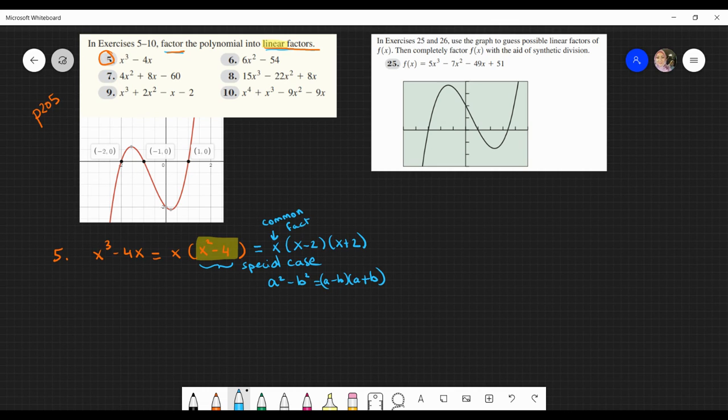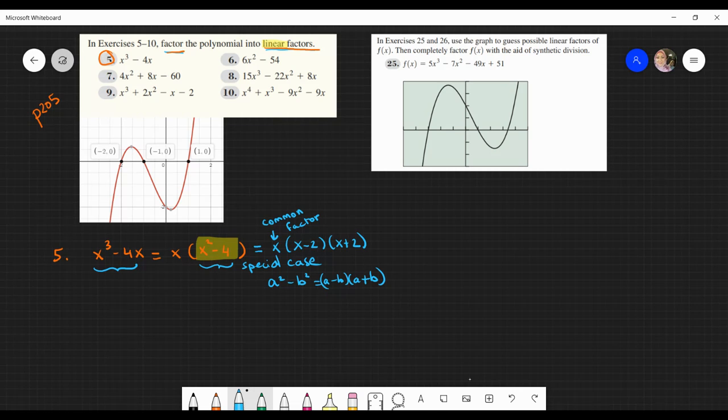So this is a common factor. Now we are done because every single factor is linear. So we factored the cubic into 3 linear factors. And then we can find the x-intercepts, we can analyze the graph, and we can do lots of things after we factor.